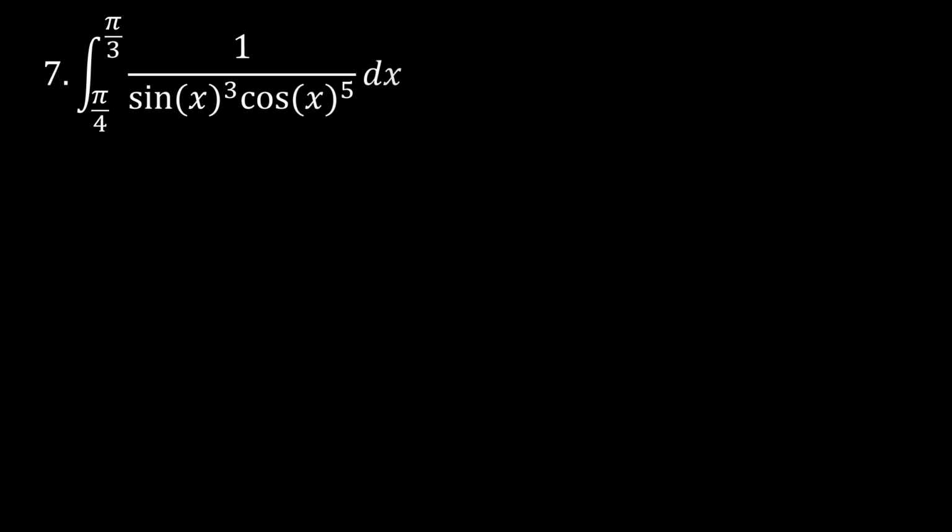So the integral itself is the definite integral from x equals pi over 4 to x equals pi over 3 of 1 over sine x to the power 3 times cosine x to the power 5. Now, as we said previously, sine x to the power 3 is equal to sine cube. This is the normal way of writing it. It is not equal to sine x cube, right?